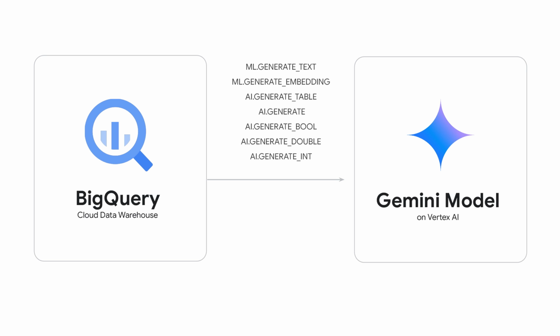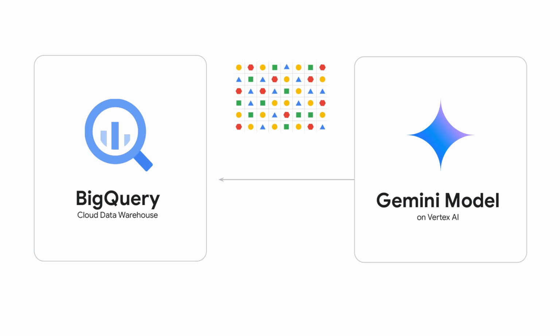To access these models in BigQuery, you can call an ML or AI function and supply it with a few input arguments, namely the model, a prompt, and some data. Gemini models take the prompt and data and generate a response for each row, returning the results to BigQuery in a structured and easy to consume format. You can then use these responses alongside your existing BigQuery tables or for ad hoc analysis.